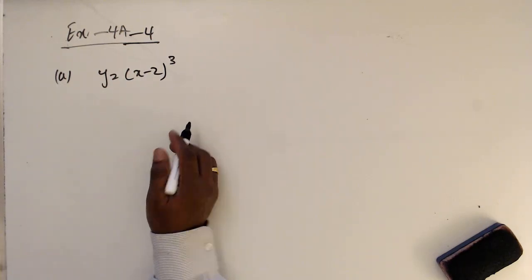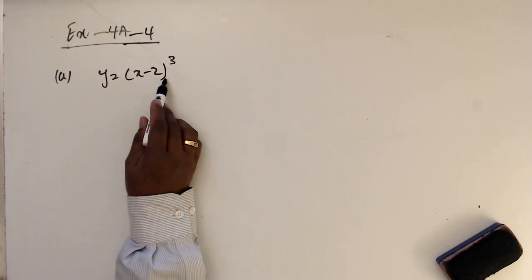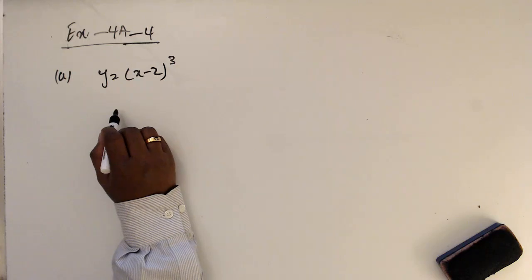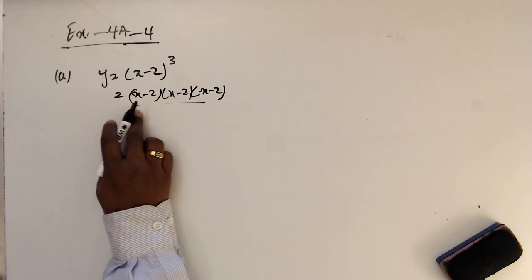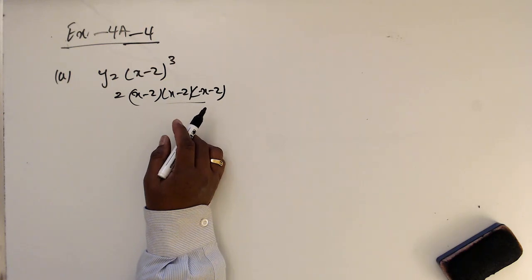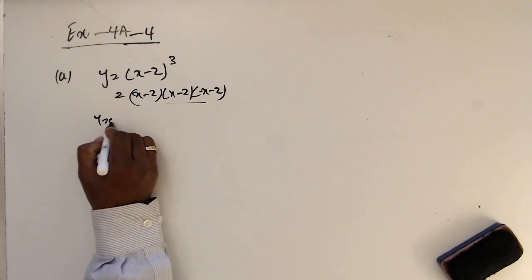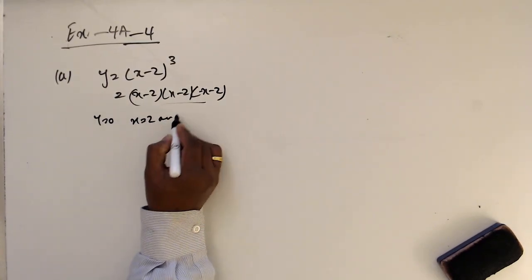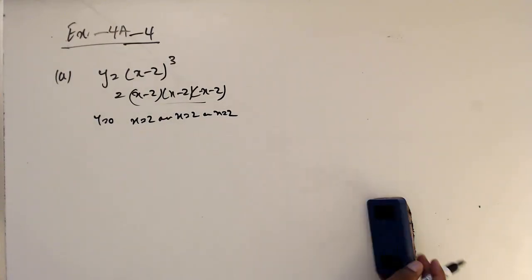Let's discuss question 4A4 part A. Now we can see that this is also a cubic equation. We can write (x minus 2)(x minus 2)(x minus 2). There are three roots, but all the roots are the same. So when y equals 0, you will get x equals 2, x equals 2, x equals 2. So there are three same roots.